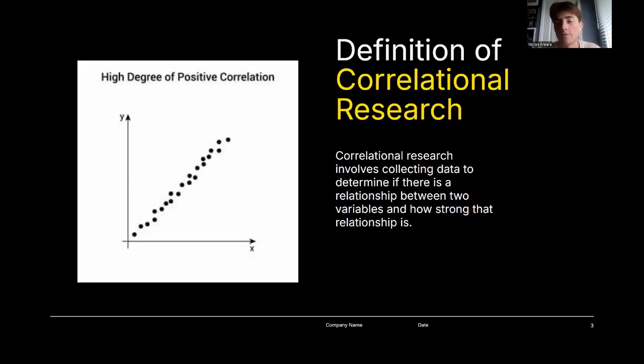So here is the simple definition of correlational research. Correlational research involves collecting data to determine if there is a relationship between two variables and how strong that relationship is. So in this very simple example, we have variable x and variable y. So we take data over x and data over y and see how related those two things are. As you can see, these two things are pretty related. They have a very strong relationship.